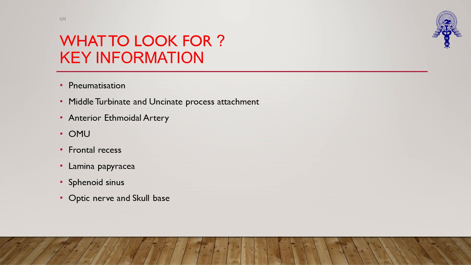do the surgery. Also the relationship of the anterior ethmoidal artery, because anterior ethmoidal artery is a major disastrous complication if you breach it during the surgery. Frontal recess, lamina papyracea, sphenoid sinus, and optic nerve and skull. So these are the basic schema of checklist as you start seeing your CT scan.